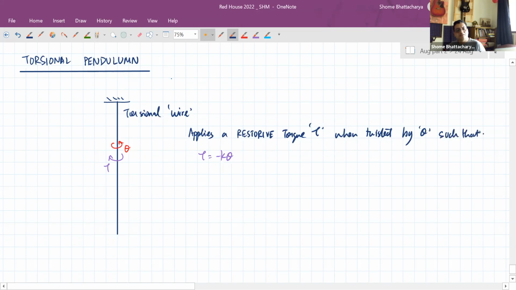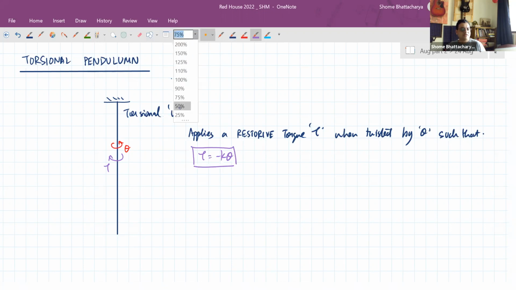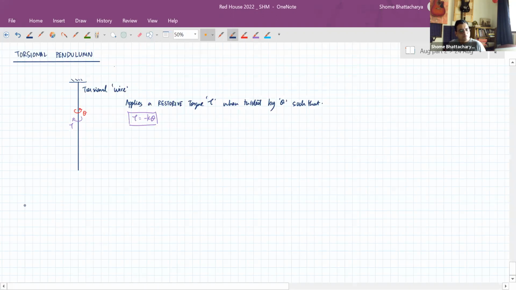Just like a spring applies a restorative force proportional to displacement, a torsional wire applies a restorative torque proportional to angular displacement. So now a torsional pendulum is constructed using a torsional wire and any rigid body. So you just take this torsional wire, suspend it from some point, and take a rigid body of any shape.